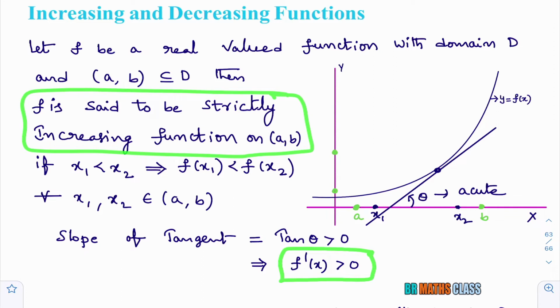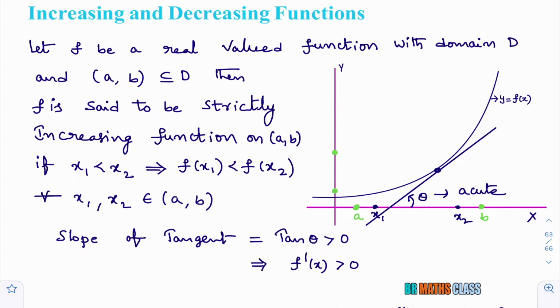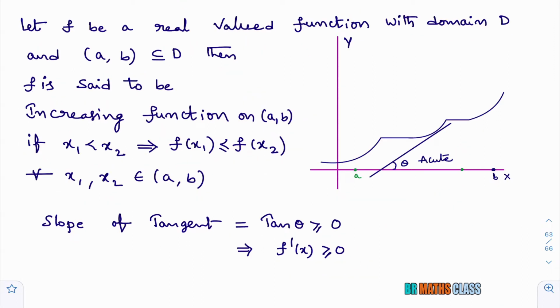So from this, you learn two things. One is the definition of strictly increasing function, and you learn that if the function is strictly increasing, then f dash of x is greater than 0. I hope you understand this. Now we will learn the definition of increasing function. You observe this graph. This graph is actually an increasing function only, but not strictly increasing.